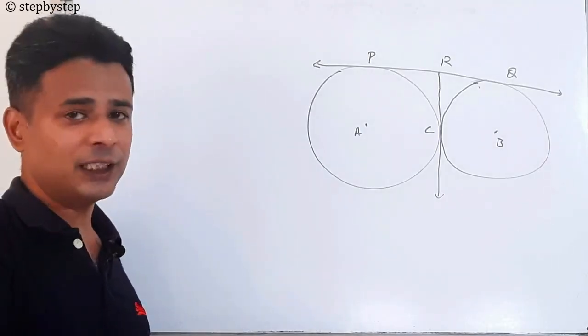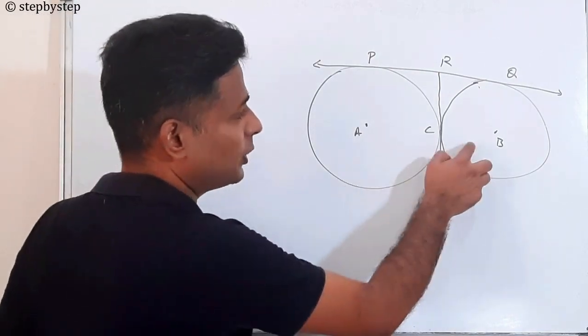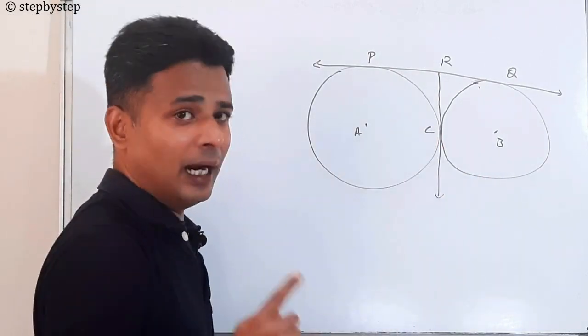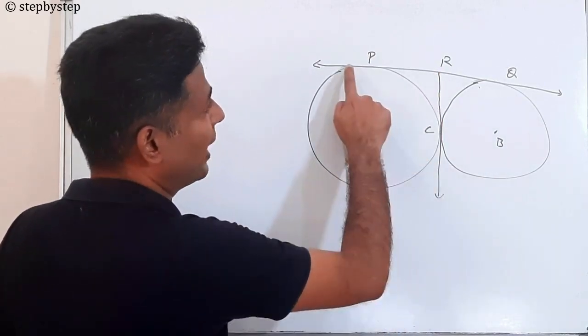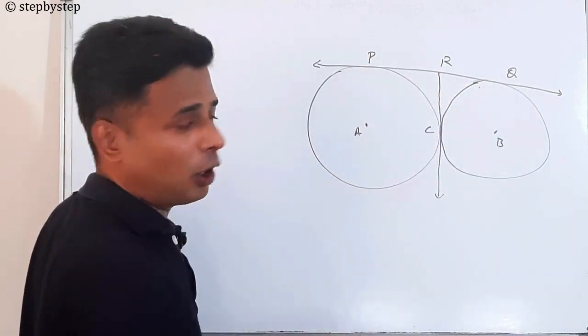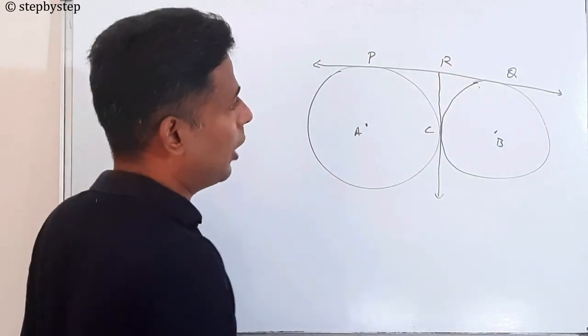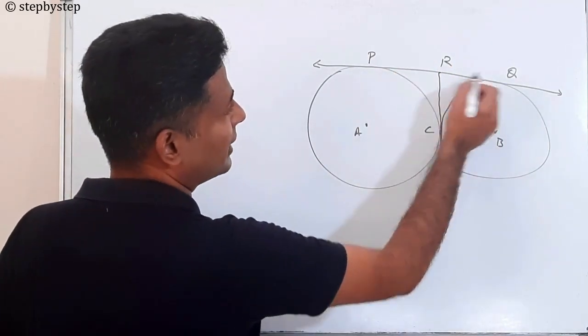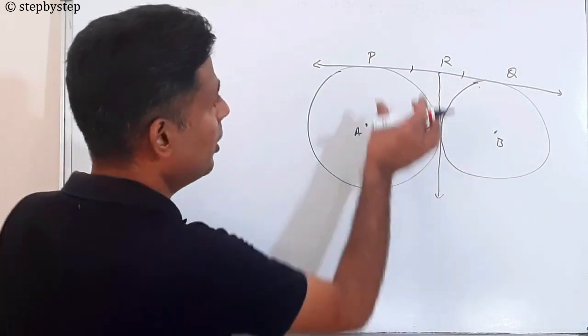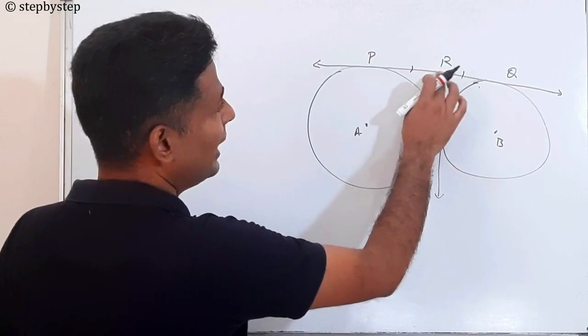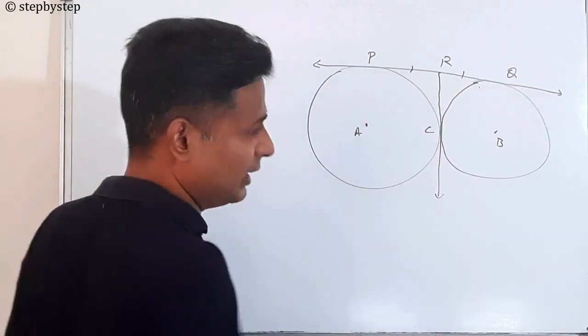Alright guys, next question, they have given you this figure. They have said these two circles touch at point C and you have to prove that the common tangent RC bisects tangent PQ. So how do you show that this point is bisecting these two sides? You just have to prove this is equal to this. If you can show PR is equal to RQ, you can say CR is bisecting PQ.